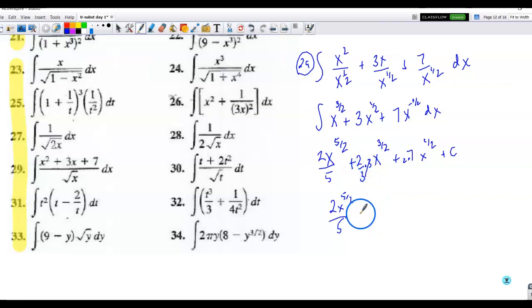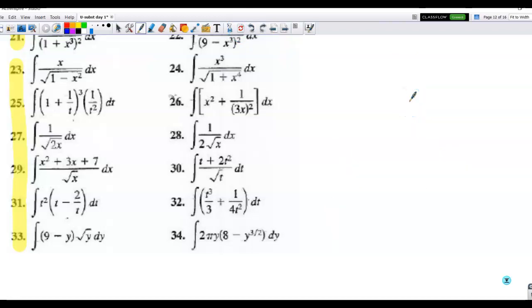The 3's here divide out, so plus 2x to the 3 halves. 2 times 7 is 14, x to the 1/2 power plus c. No u substitution. Use simple integration techniques where possible.